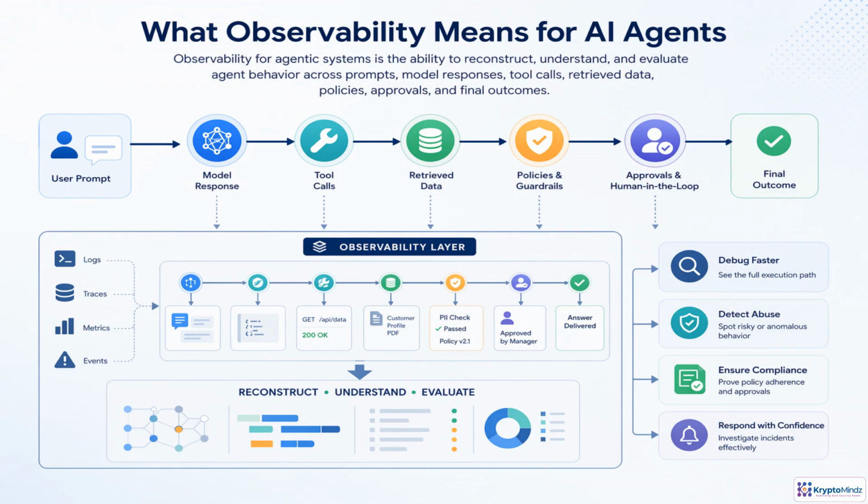For AI agents, observability means being able to replay the whole run, not just inspect the final answer. A useful record connects the user prompt, model responses, plans, retrieved context, tool calls, policy checks, approvals, outputs, metrics, and security events. That matters because autonomous workflows can fail in subtle ways. The answer may look fine, while a tool used the wrong data, skipped a guardrail, or required approval. With full execution visibility, teams can debug faster, detect abuse, prove compliance, and investigate incidents with confidence.